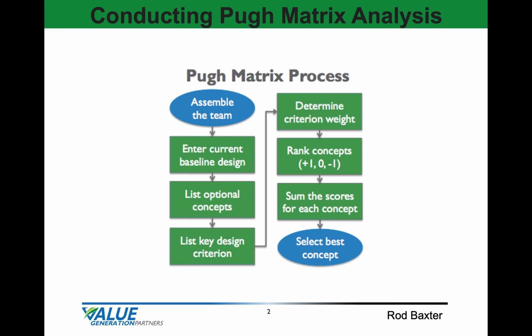Let's review the process. First, we'll assemble a cross-functional team of subject matter experts. They will have been prepared for the session with pre-work on the topic. We'll then draw a Pugh matrix on the board or flip chart or use a digital projector. We'll then enter into the matrix the current design as a baseline for comparative ranking among concepts.